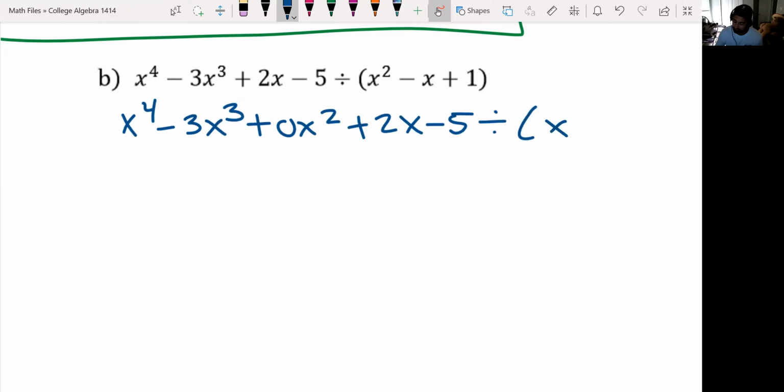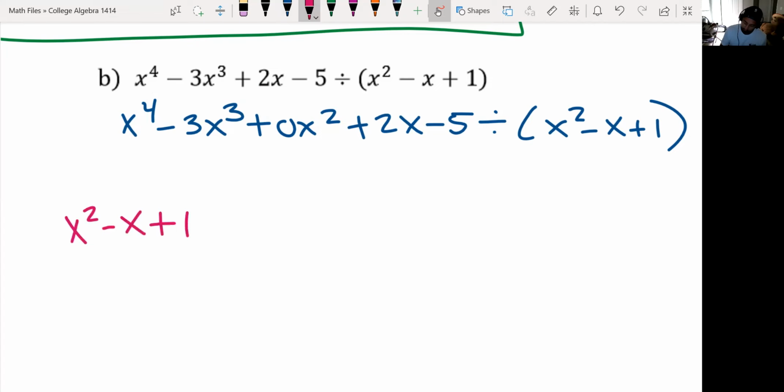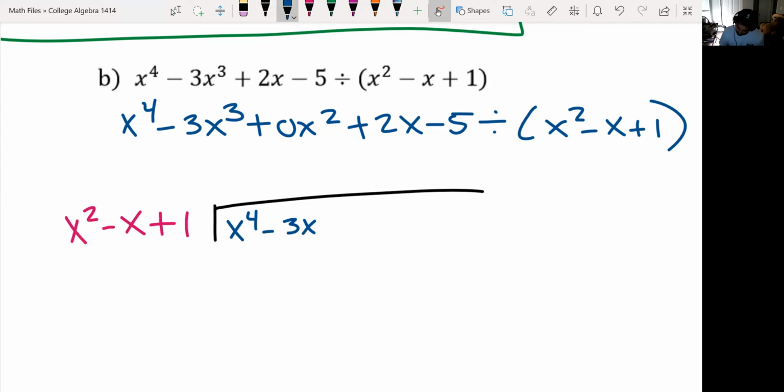And then divide the same thing. Okay, we're ready to set up. Divisor, x squared minus x plus 1. Division symbol. And inside my dividend, x to the fourth... all right, everything's set up. Divisor on the outside, dividend on the inside, all powers accounted for.